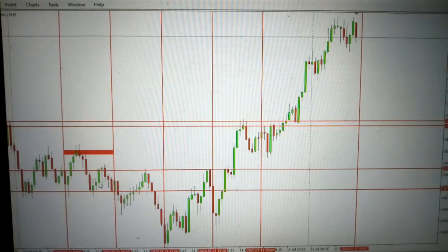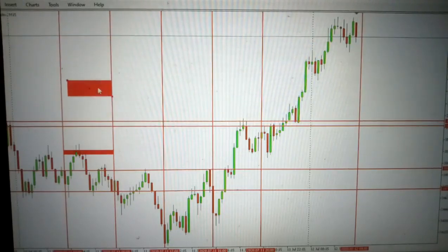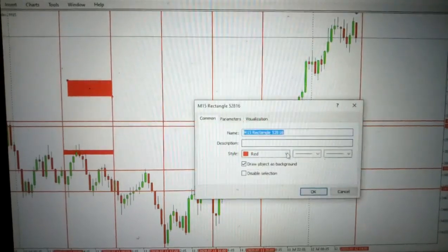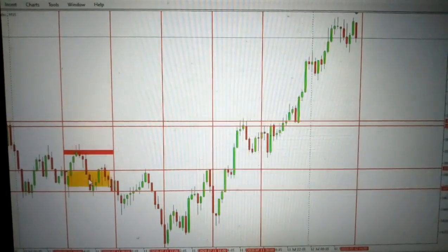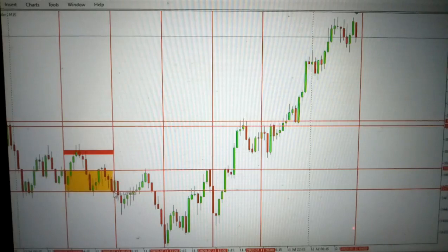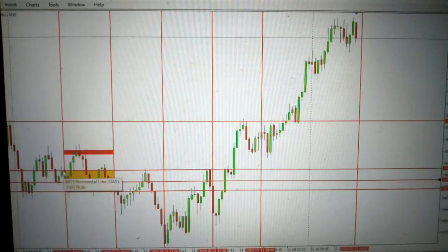So I'll divide this into 2. My current box, let me highlight it with another color. This is my current rectangular box. I'm going to divide this rectangular box into 2. Okay, this is divided into 2. Now the price movement slid from this point to this point.